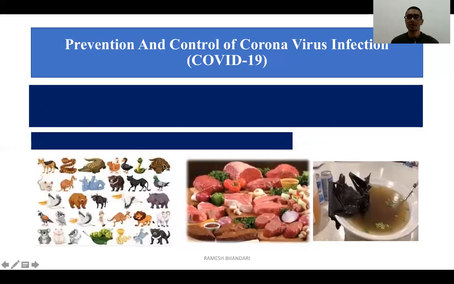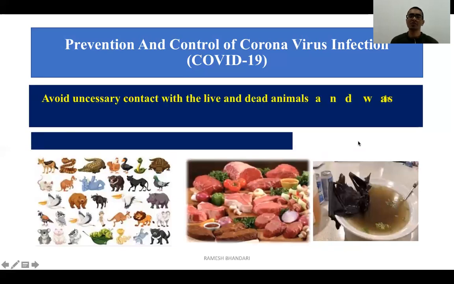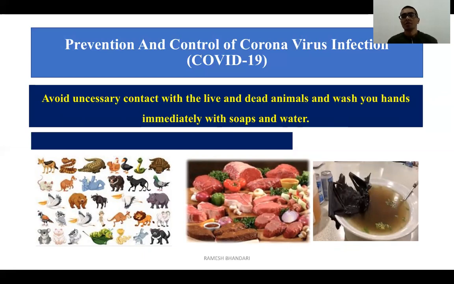Another important measure in controlling and preventing coronavirus COVID-19 virus infections is to avoid unnecessary contact with live or dead animals. We should not touch live or dead animals. If you touch live or dead animals, you should immediately wash your hands with soap and water.